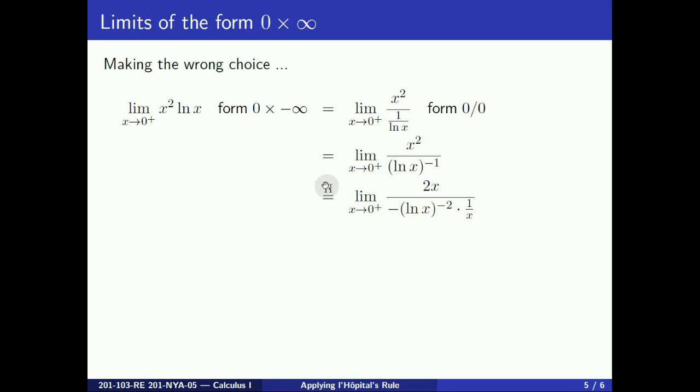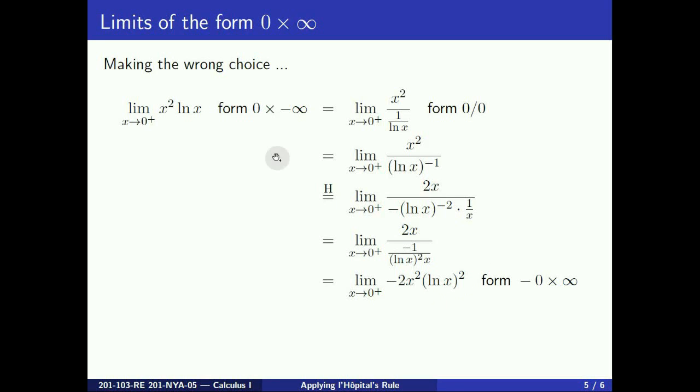And notice again the little h above the equality sign. And that gives a limit of 2x over minus ln of x to the minus 2 times 1 over x. And note that for that last derivative, we have used the chain rule. After simplifying our expression to remove any negative power, we get the limit as x approaches 0 of minus 2x squared ln of x squared.